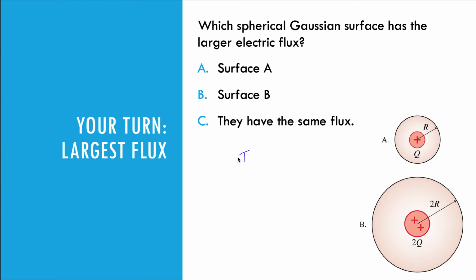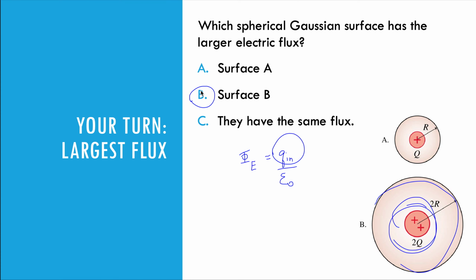So what you really need to think about is Gauss's law that says the flux through the surface is equal to the charge enclosed divided by epsilon naught. So the flux only depends on how much charge is enclosed. There's Q here on top, there's 2Q at the bottom. There's more charge enclosed by this surface. So surface B has more flux going through it. Remember that the shape of that surface does not matter, only the charge enclosed.